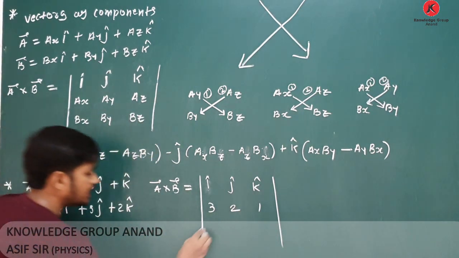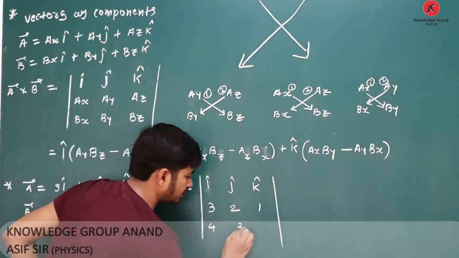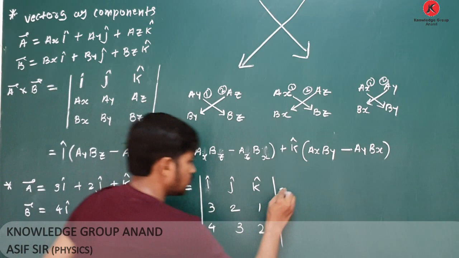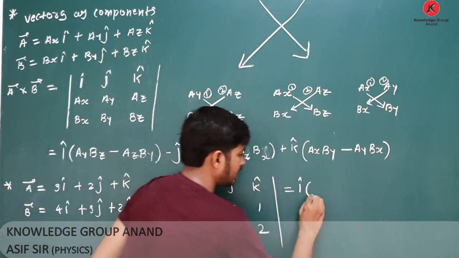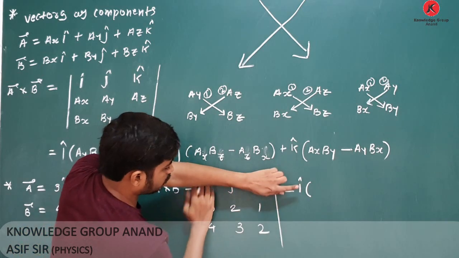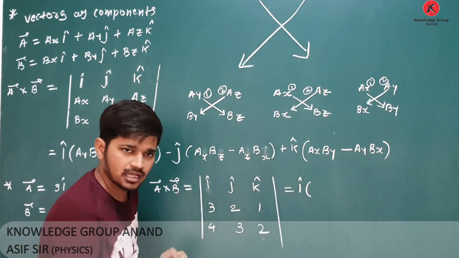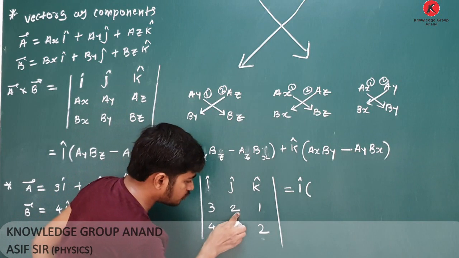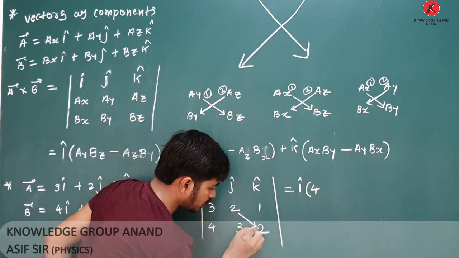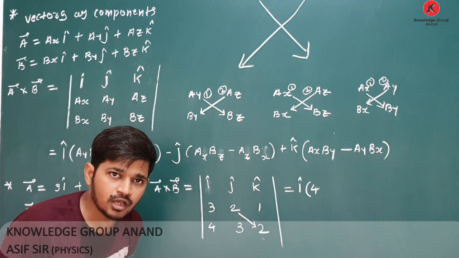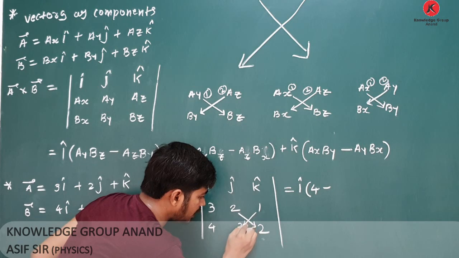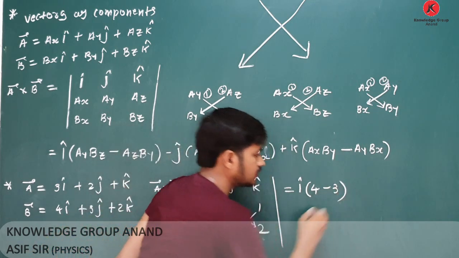For this b vector, it is 4, 3 and 2. Now how to solve? Take care. A cross B is equal to, first of all write i caret in bracket. If you hide this column and this row, then you have 2, 1, 3, 2. First multiply 2 into 2, it will be 4. This 2 into 2, it will be 4. Clear about this? Minus, there is always a minus sign between them. 1 into 3 means it is 3. So clear this term?